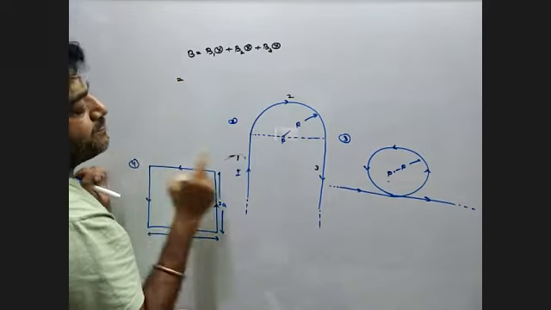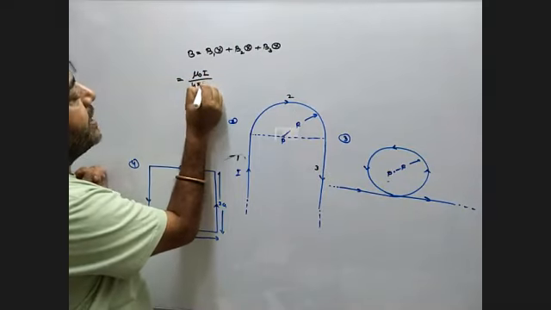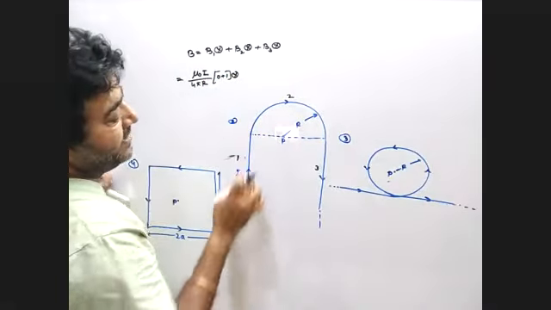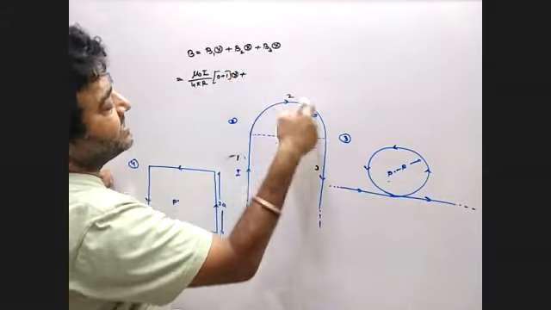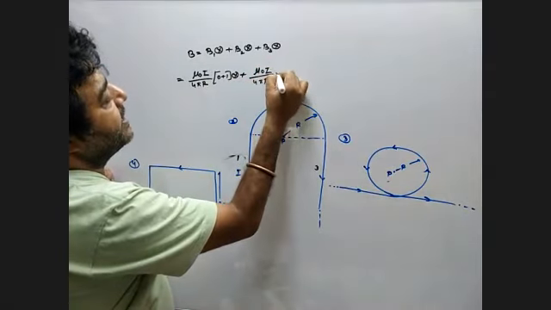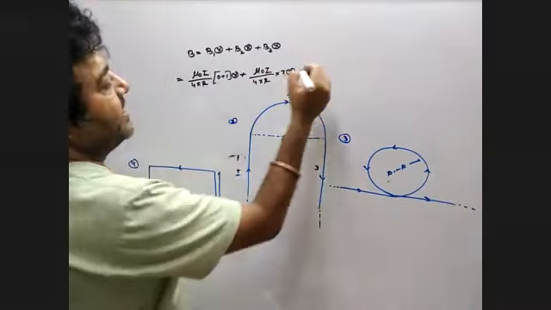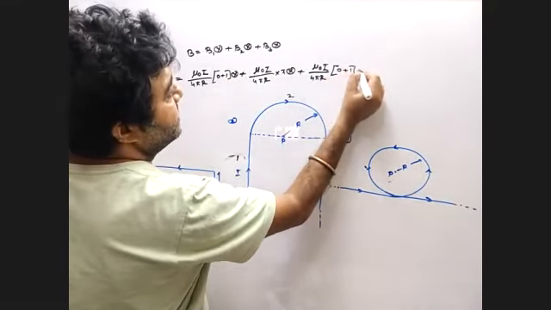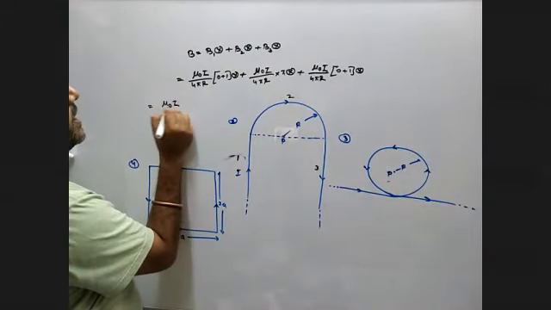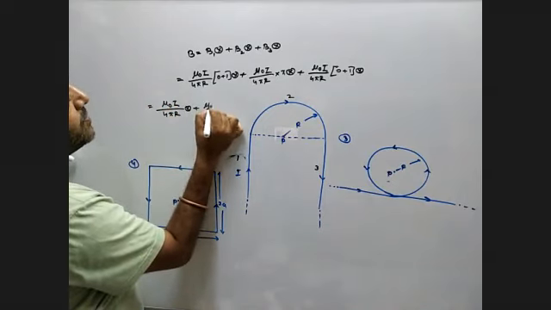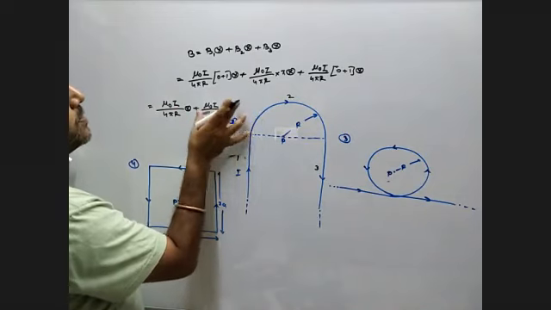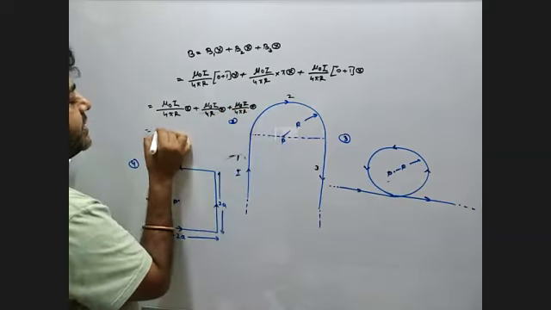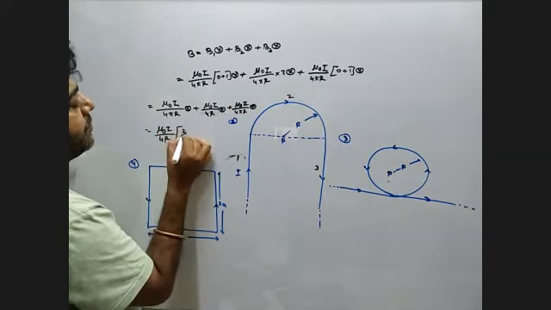So how can we write it? Mu naught I by 4 pi, the radius is R, 0 plus 1, cross. Why? Because one is semi-infinite: sine 0 is 0, sine 90 is 1. Then we have the semicircular, mu naught I by 4 pi R into pi, cross. Then this is semi-infinite again, mu naught I by 4 pi R, sine 0 is 0 plus sine 90, cross. So we have mu naught I by 4 pi R cross plus mu naught I by 4R cross, then mu naught I by 4 pi R cross. If we take mu naught I by 4R common, we have 2 by pi plus 1.